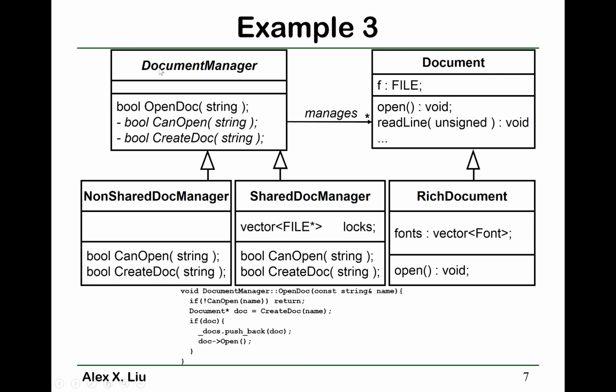So in this document manager class, you implement this algorithm, OpenDoc. This is the template algorithm, and it has 2 steps, can open and create doc, which are different for each derived class. Then you leave them as pure virtual functions, and each derived class provides a concrete implementation of these 2 pure virtual functions.